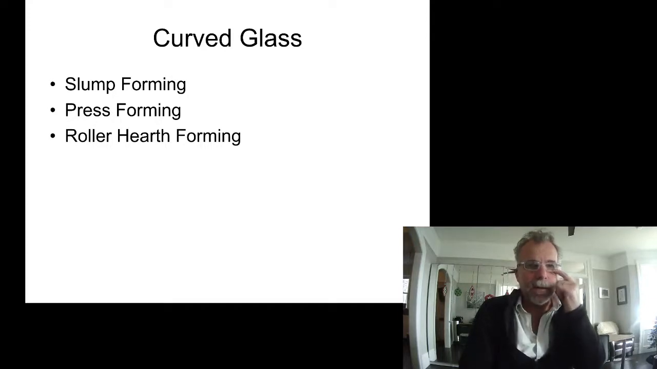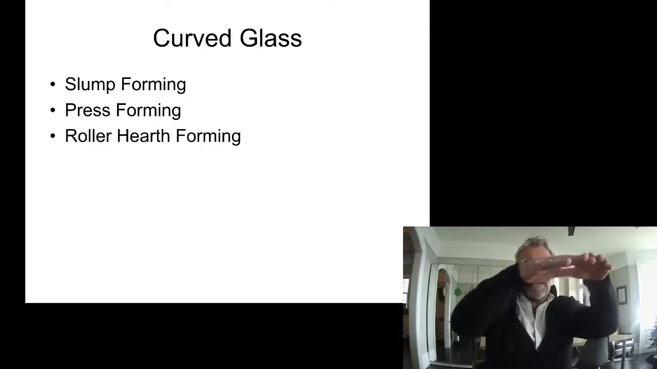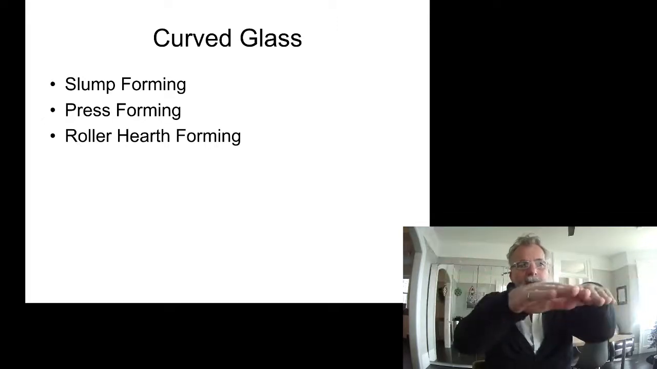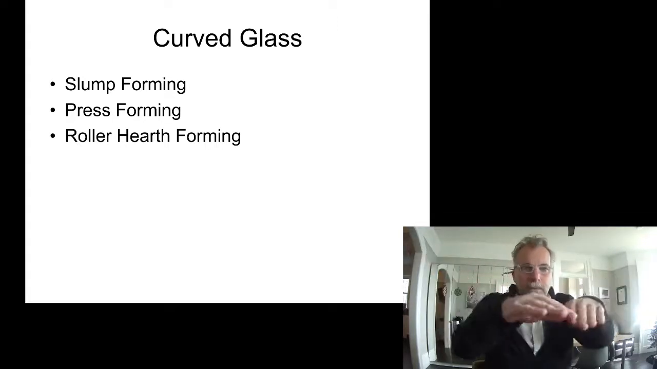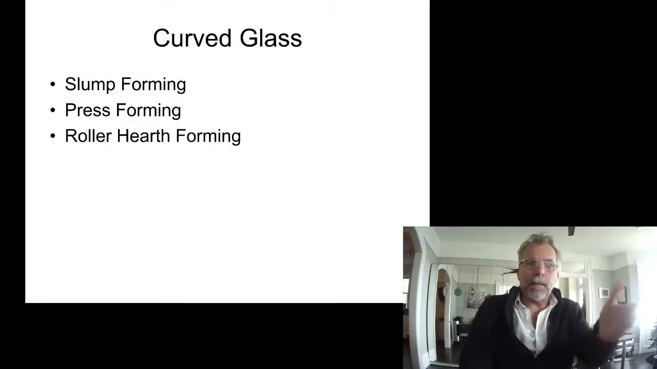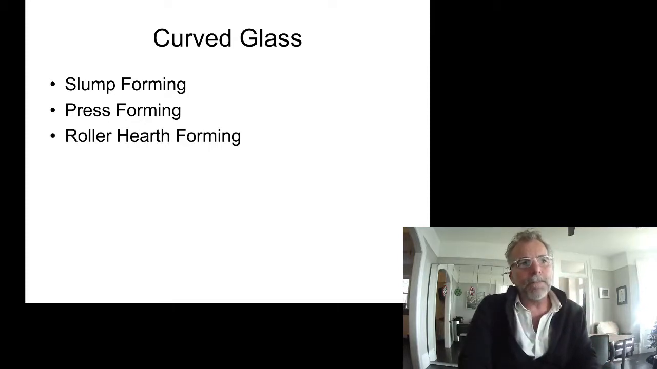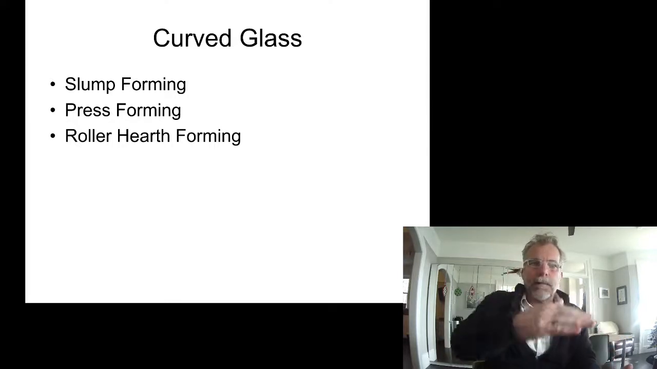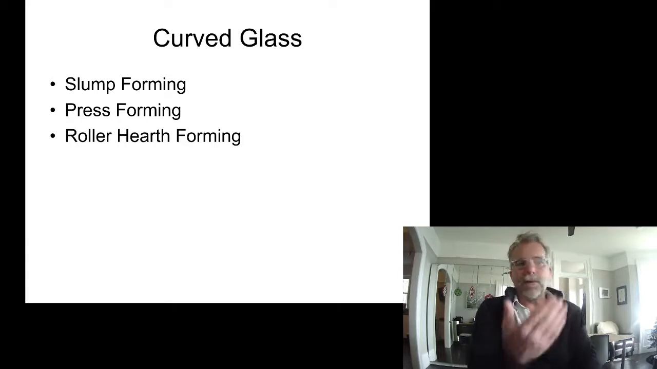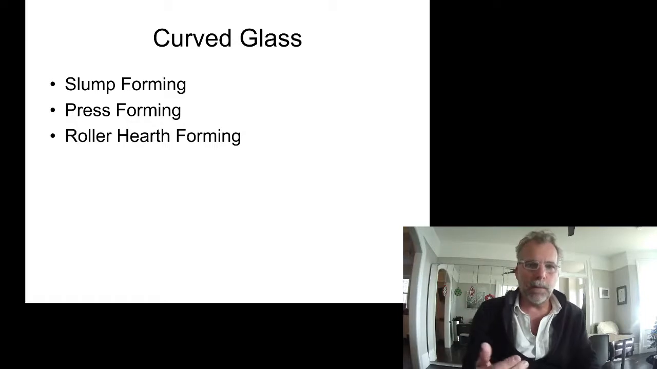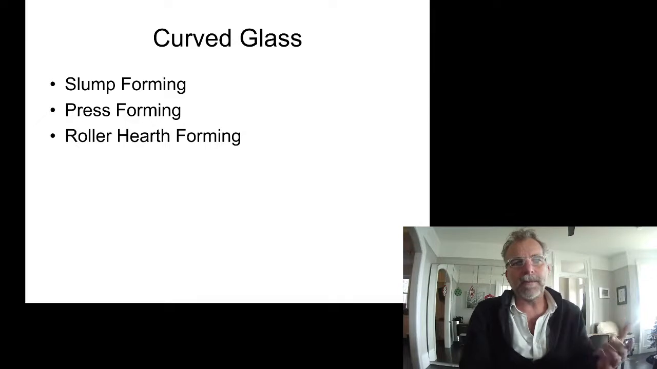Glass can be curved. Slump forming involves heating up glass and allowing it to slump into a curved shape. Press forming is the same, it's just you're impatient, so you push down from the top, it's not just its own self-weight. And then roller hearth forming. Both slump forming and press forming, we can get compound curvature, like the windshield of your car. Roller hearth forming is for your big curved glass windows at a glass blower. It's a larger scale process. Only single curvature on roller hearth form.